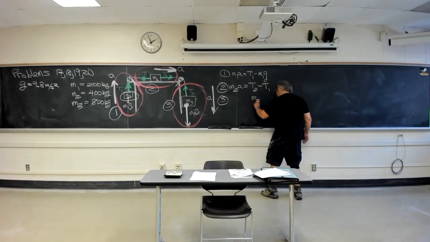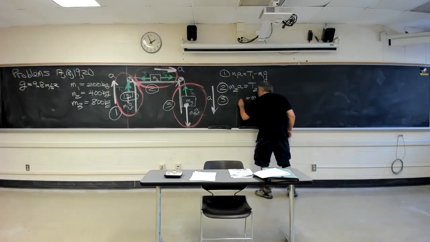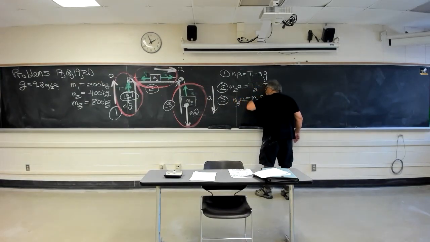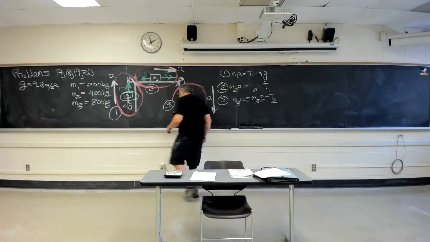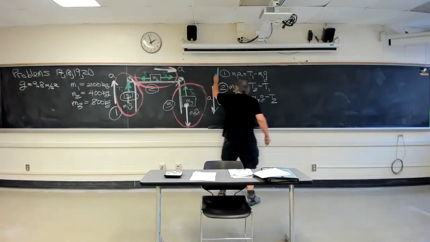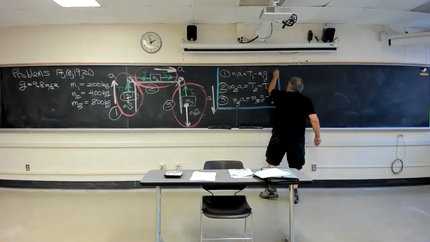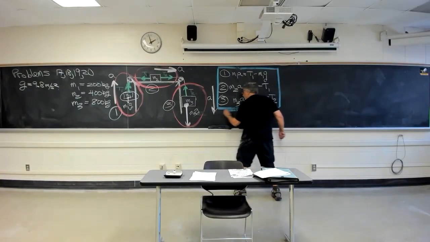It's M3G minus T2, and that results in an acceleration of M3 with acceleration a. They all have acceleration a because they're all tied together. Once we have this, we essentially have everything that we need to solve all four problems, or very close to it at least.